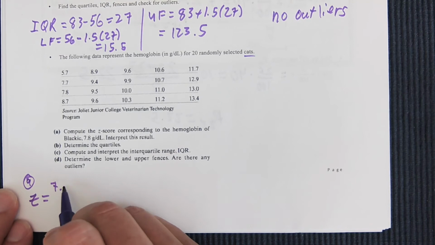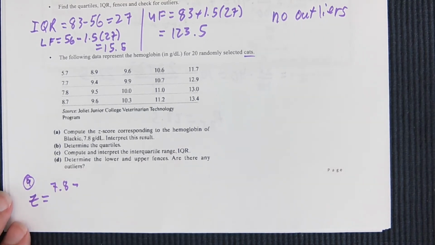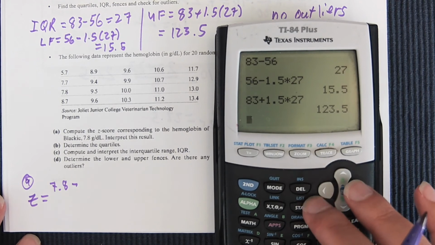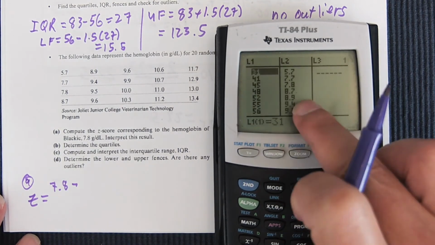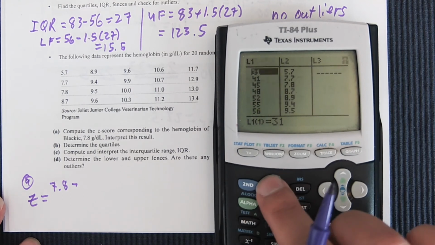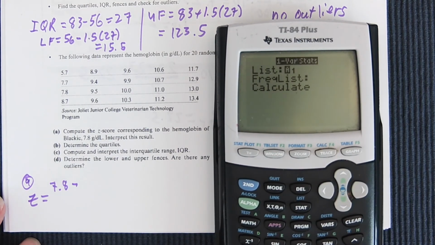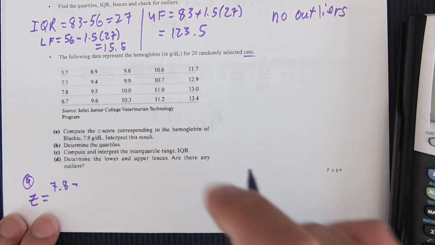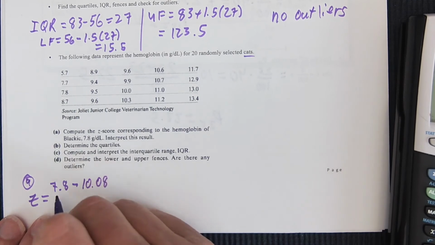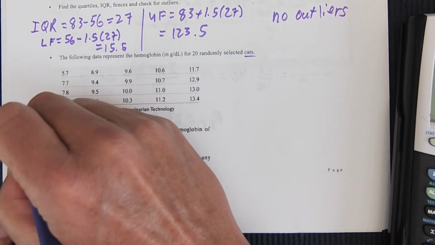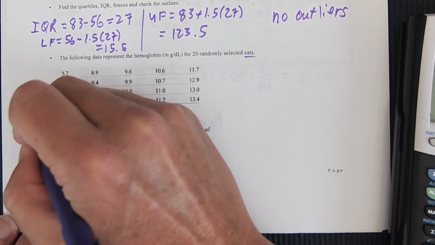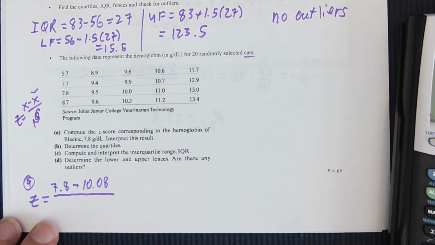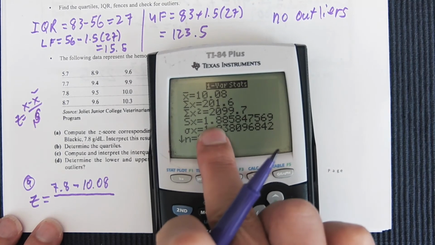So 7.8 minus, now I need the mean to do that. So what I'm going to do is I'm going to run one var stats again. My data I put for the cats I put here in list 2. And now the interface is different because I wanted other people to see, so I'm going to change that to L2. And very nicely I get the mean, 10.08. Just a quick recall, z equals x minus x bar over standard deviation. Standard deviation in this case is right here, 1.8858.